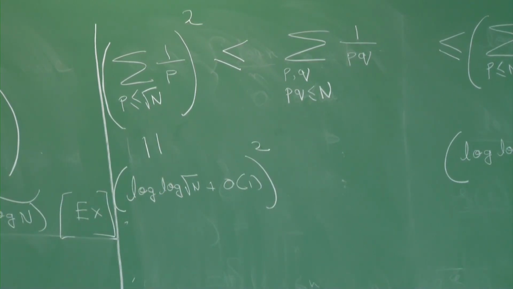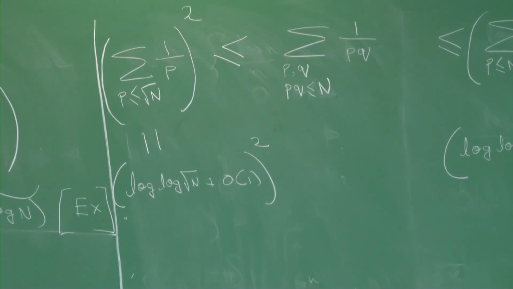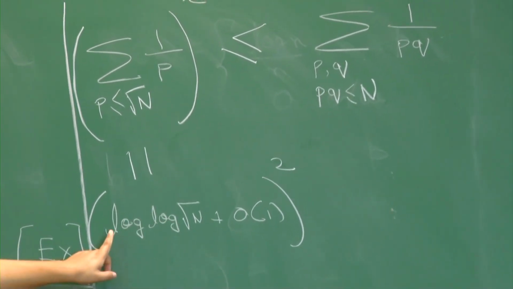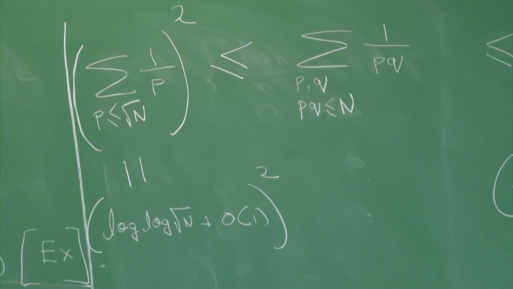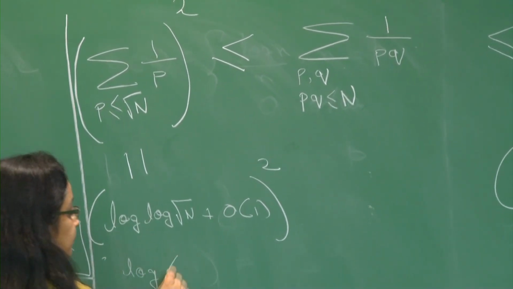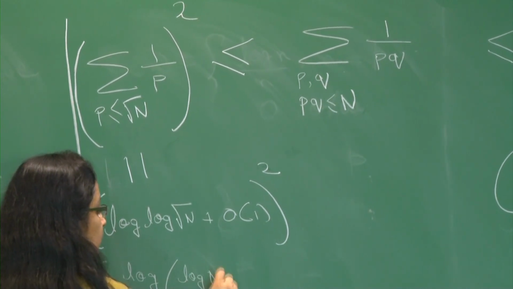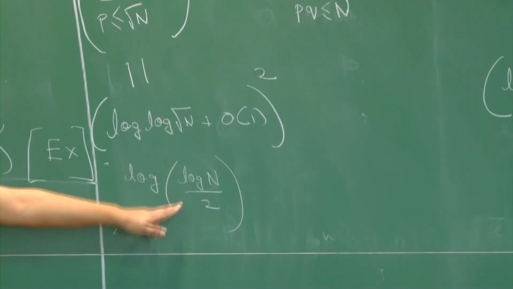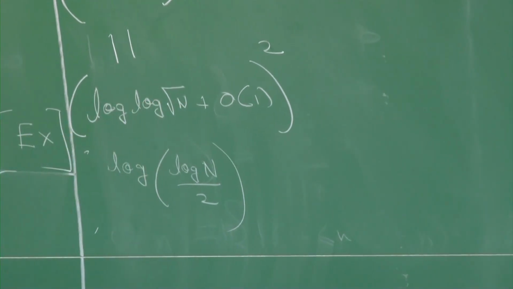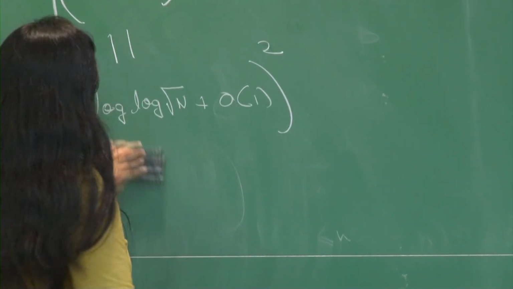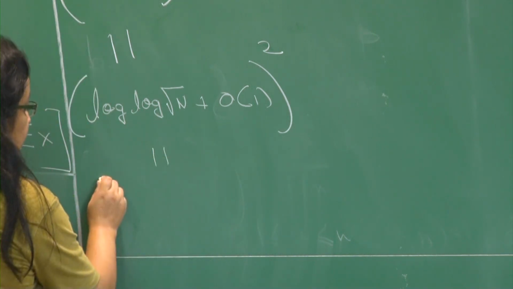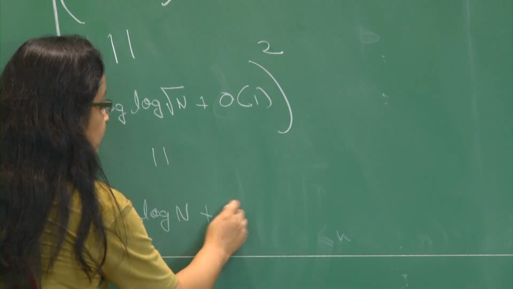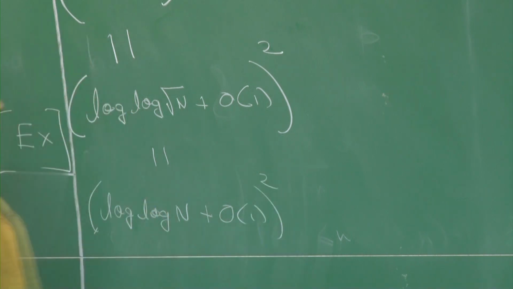But when you are comparing functions in terms of their orders, what do you have here? Log root n is log n to the half, so you just have log n over 2, which in turn is log n minus log 2 plus O of 1. Log 2 gets absorbed in the O of 1 term. So, this is just equal to log n plus O of 1 whole square.